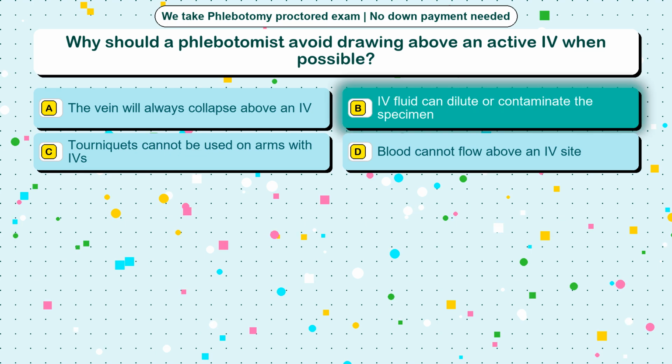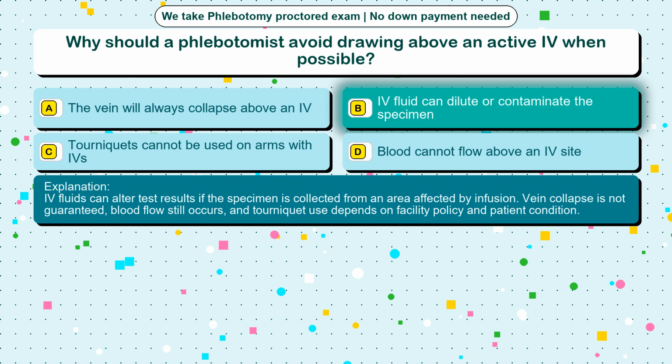The correct answer is option B. IV fluid can dilute or contaminate the specimen. IV fluids can alter test results if the specimen is collected from an area affected by infusion. Vein collapse is not guaranteed, blood flow still occurs, and tourniquet use depends on facility policy and patient condition.